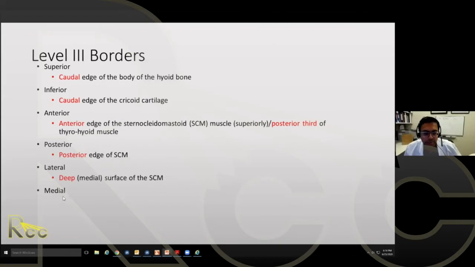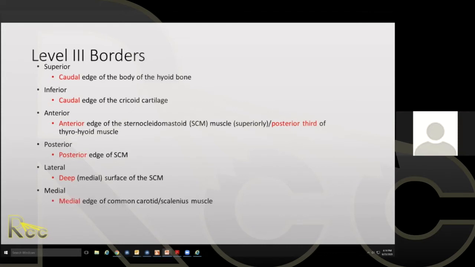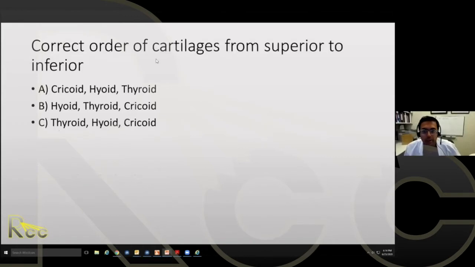And does anyone want to try the medial edge? It's the medial edge of the common carotids. Yep, you got it. So the medial edge of the common carotid, as well as the scalenus muscle, which I'll review here. All right, so here's a multiple choice question.